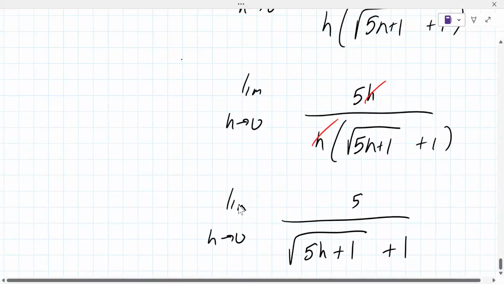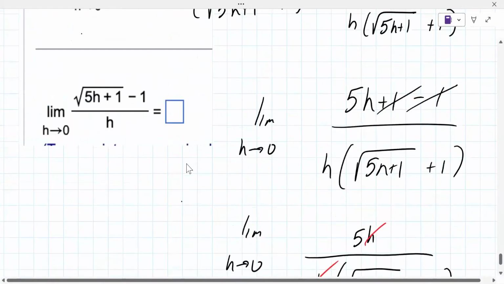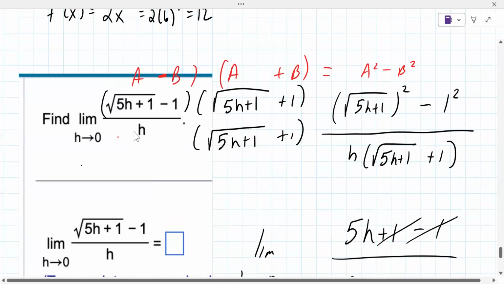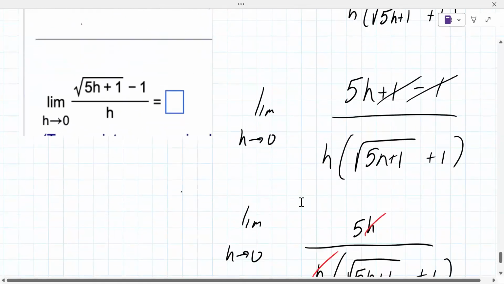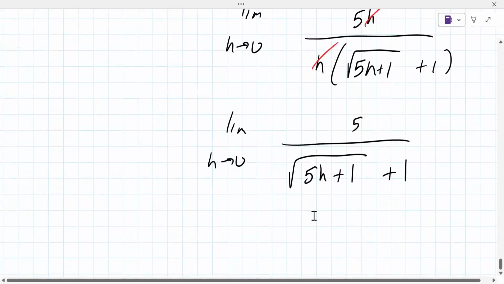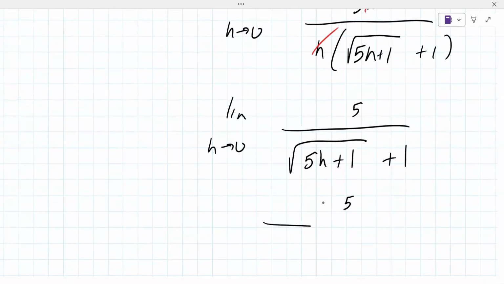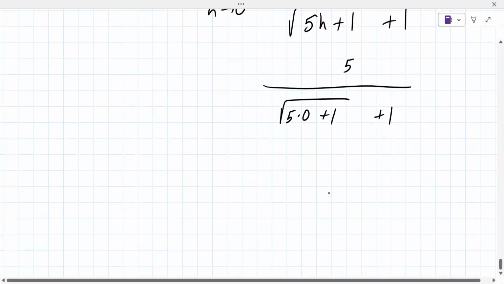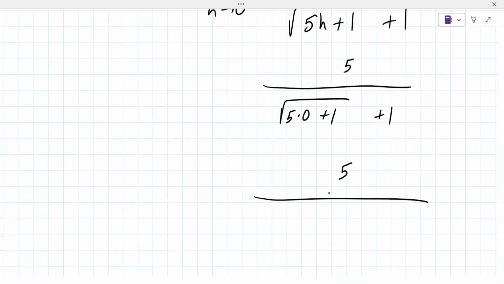Like up until now, if you tried to put 0 in for h, you're dividing by 0. You're still dividing by 0. But now you are not. So now you actually put that 0 in. So it's 5 over square root of 5 times 0 plus 1, which is 5 over square root of 1 plus 1, which becomes 5 over 2 like that.